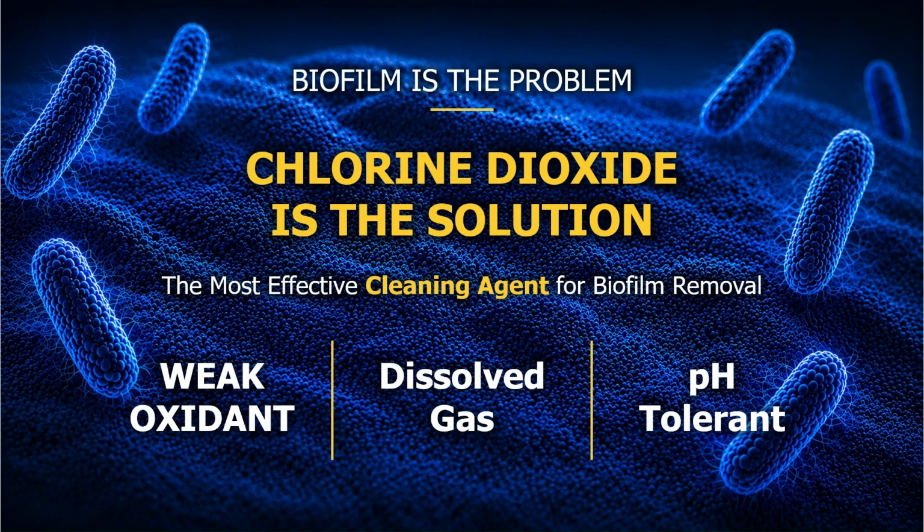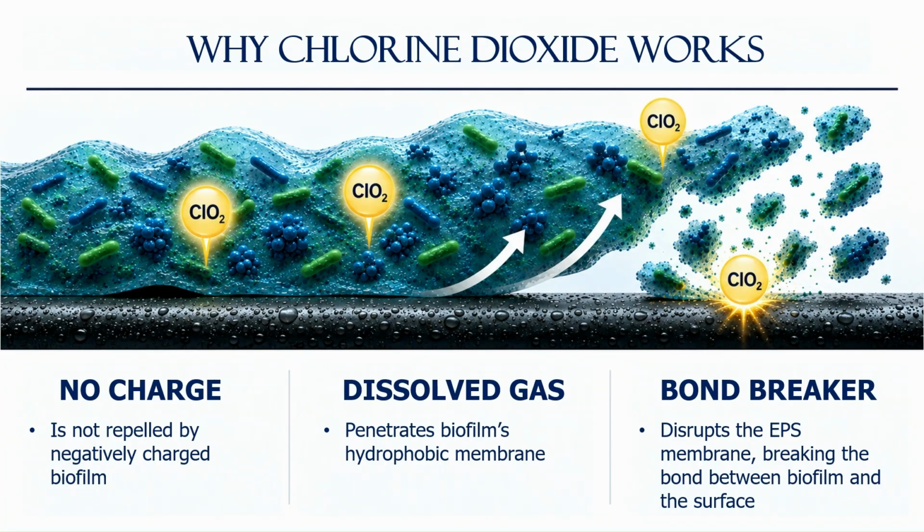As you have learned, biofilm is a big problem in water distribution systems. To treat the problem of biofilm, chlorine dioxide is the best solution and most effective cleaning agent. Chlorine dioxide is a weak oxidant, a dissolved gas, and is effective across a wide pH range. Now, let's look at why chlorine dioxide works.